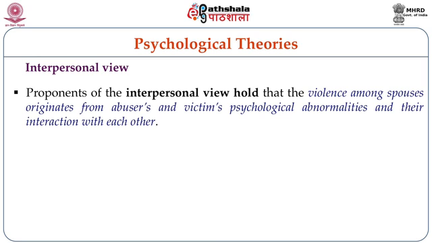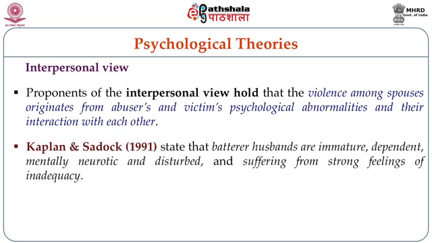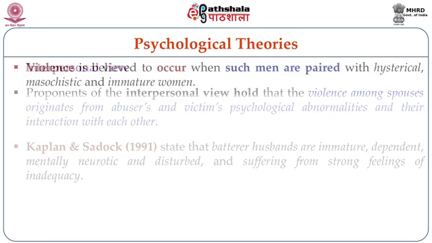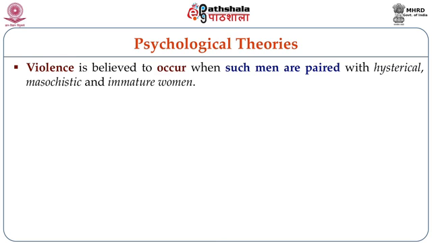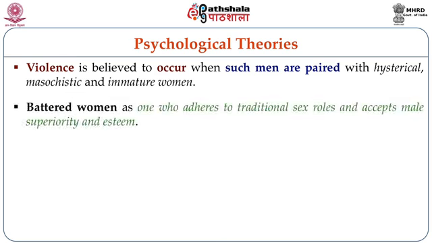Now, the psychological theories, the first one is the interpersonal view. This view holds that violence among spouses originates from abusers' and victims' psychological abnormalities and their interactions with each other. So, Kaplan and Sadock have said that batterer husbands are immature, dependent, mentally neurotic, disturbed, suffering from strong feelings of inadequacy, and violence is believed to occur when such men are paired with hysterical, masochistic and immature women. Now, battered women are the ones who adhere to traditional sex roles and accept male superiority and esteem.